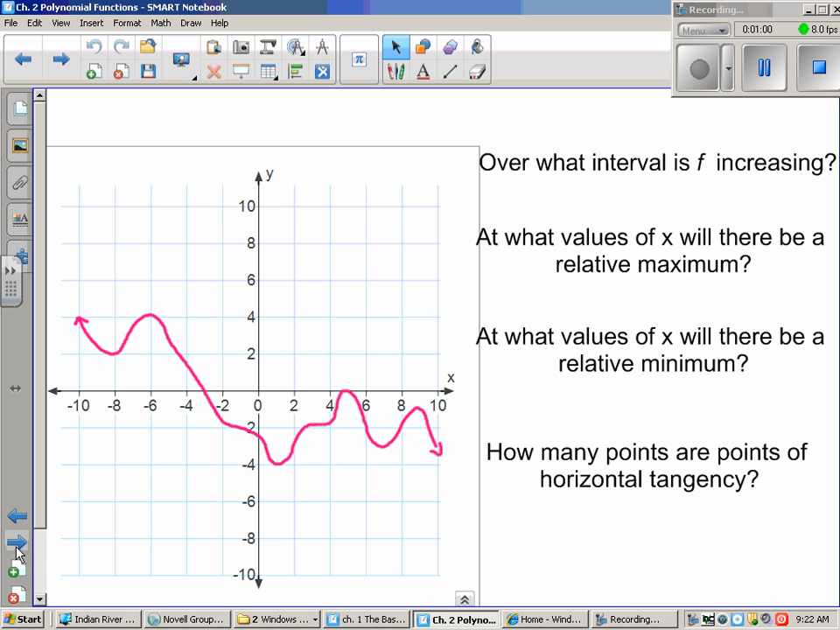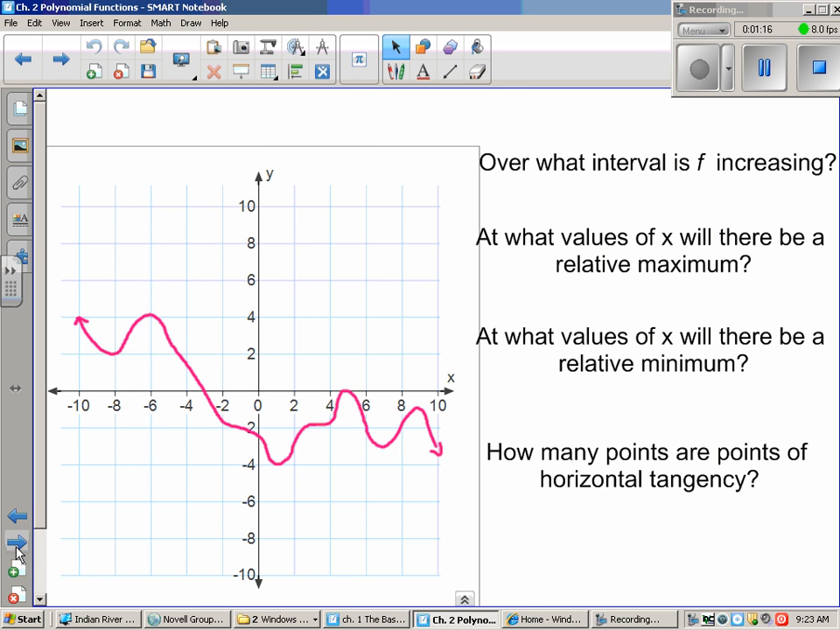What interval is f increasing? Keeping in mind that this pink graph you see in front of you is in fact f of x. And so it wants to know what intervals is f increasing. Then it is asking at what intervals will there be a relative maximum.